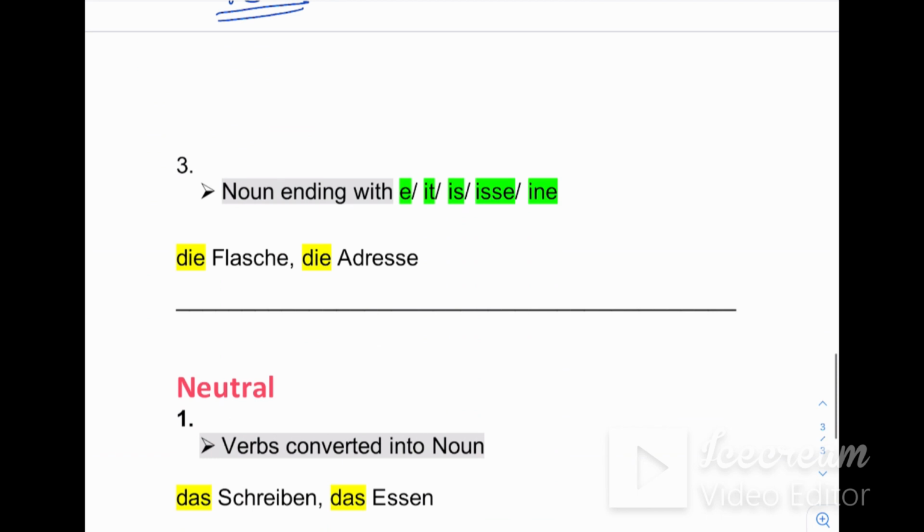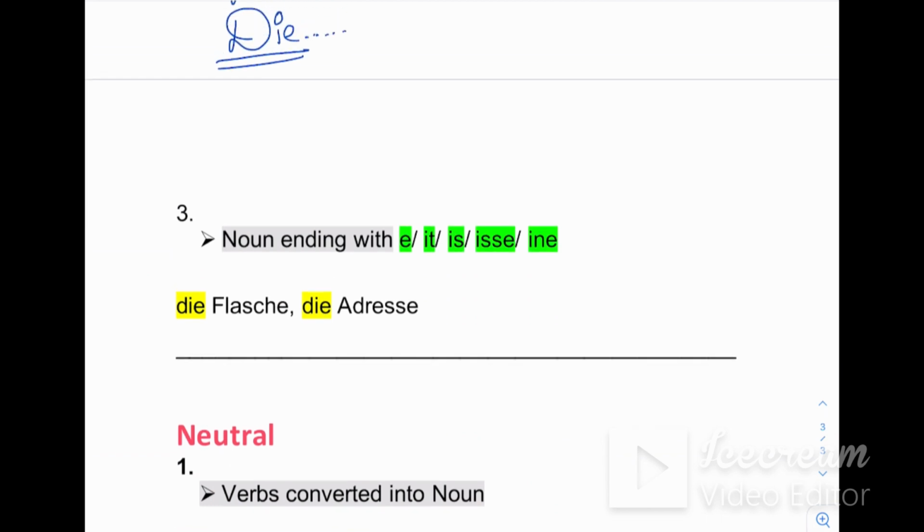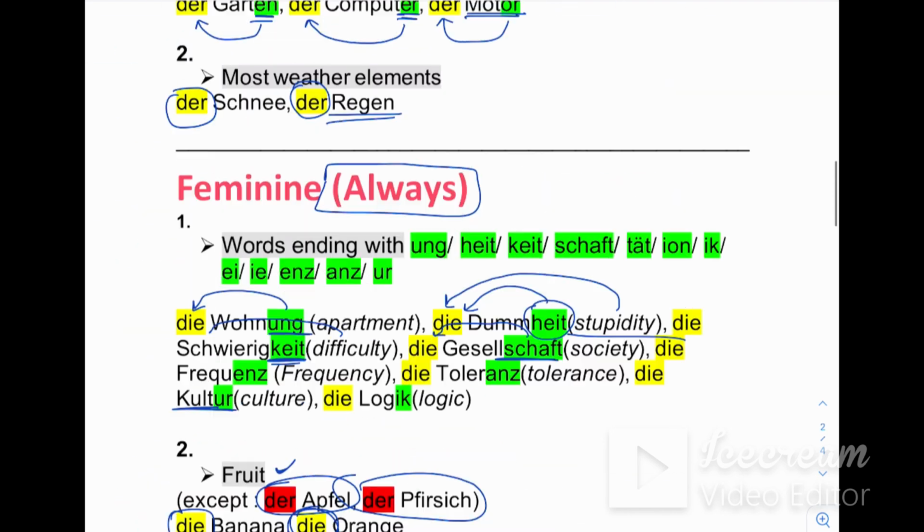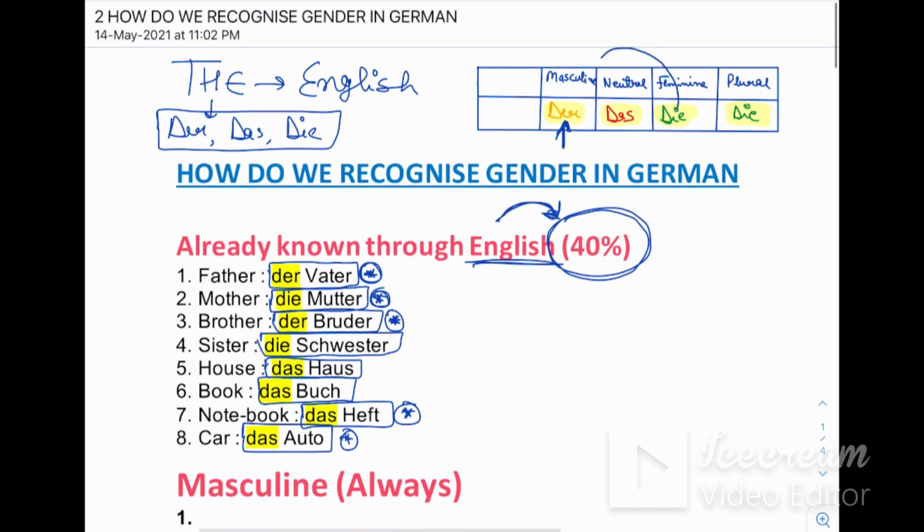Now again the third point, nouns ending with e, ie, is, isse and ien will take the feminine article. Die Flasche, you can see the ending e, so die Flasche. Die Adresse, so again die. Now we are going to talk about neutral, that is das.